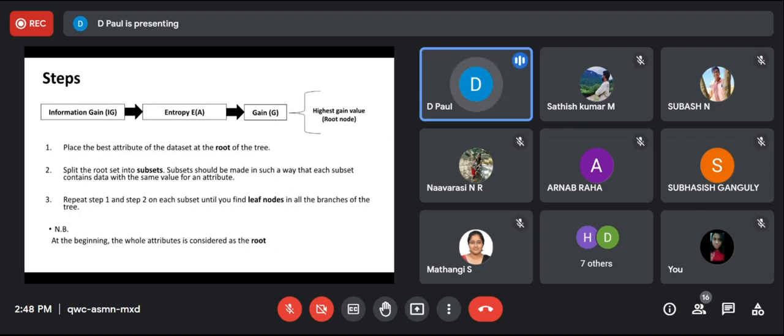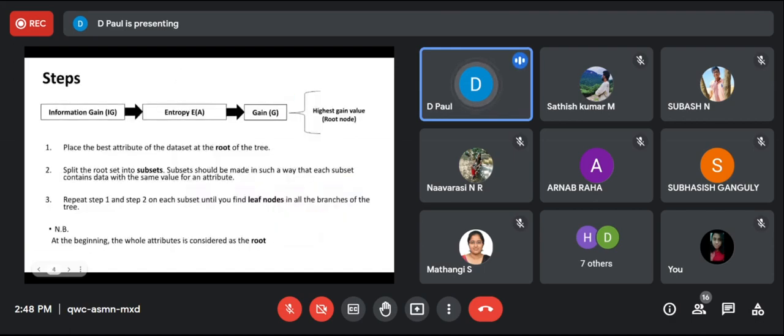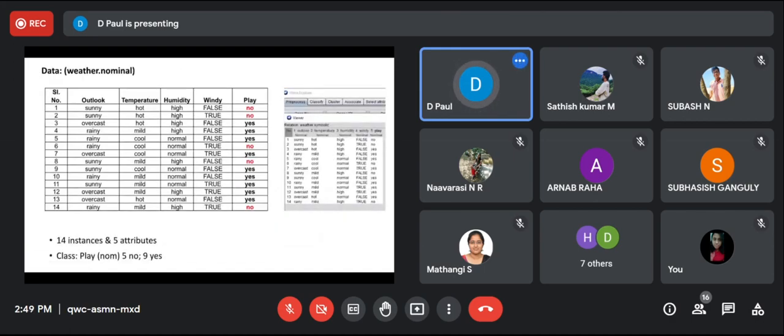So this is just a simple way of saying. For calculating this, we have the information gain formula, then entropy, then gain are calculated. So I'll show you briefly. Suppose in Weka, this is the data taken from Weka. We have five attributes: outlook, temperature, humidity, and wind, and play is used as the class. It is also known as the class classifier.